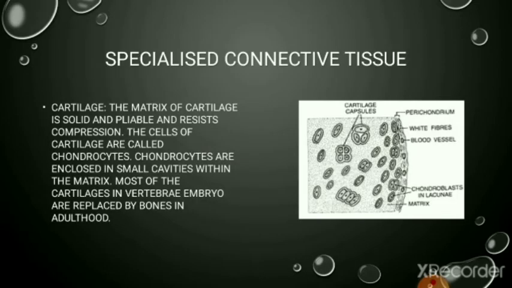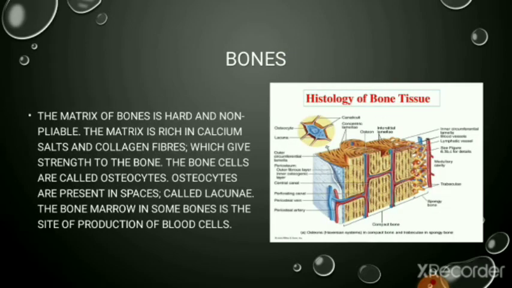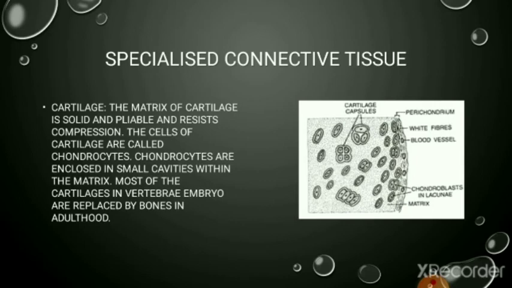The next one is specialized connective tissue. There are two specialized connective tissues, that is bones and cartilage. The matrix of cartilage is solid and pliable and resists compression. It is a little bit soft in comparison to the bones. The cells of cartilage are called chondrocytes, because they contain a kind of protein called chondrin. So due to the presence of chondrin, these cells are called chondrocytes. Chondrocytes are enclosed in small cavities within the matrix.